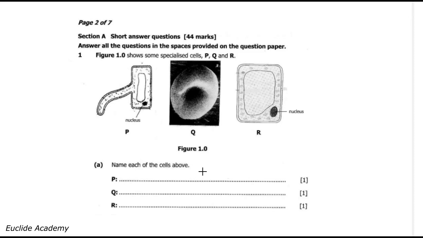P, we can say that we are dealing with the root hair cell. And then Q, of course, this is a blood cell, and to be specific, a red blood cell. You don't have to write initials, you can write the full red blood cell.